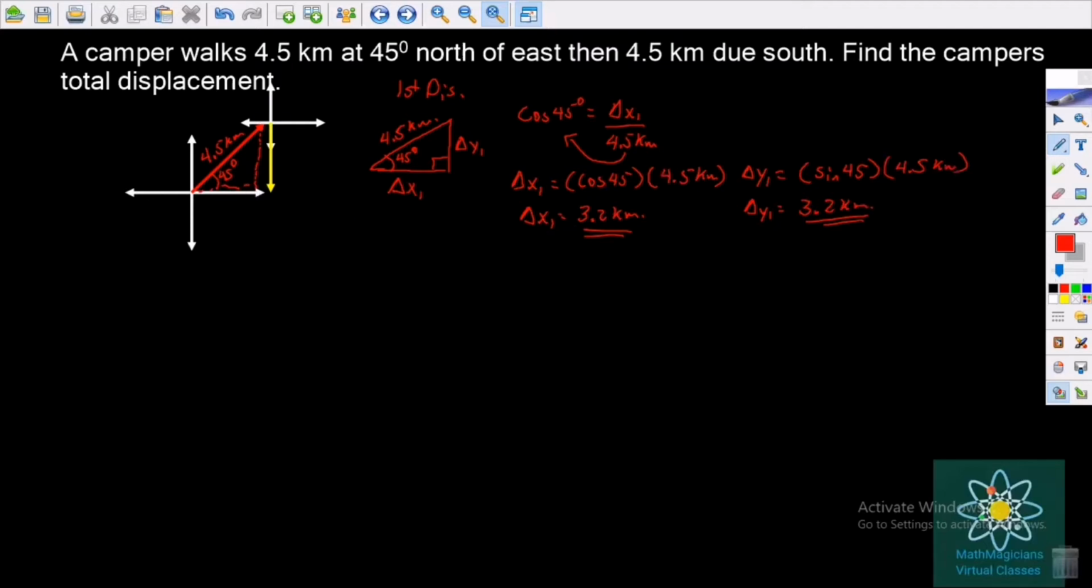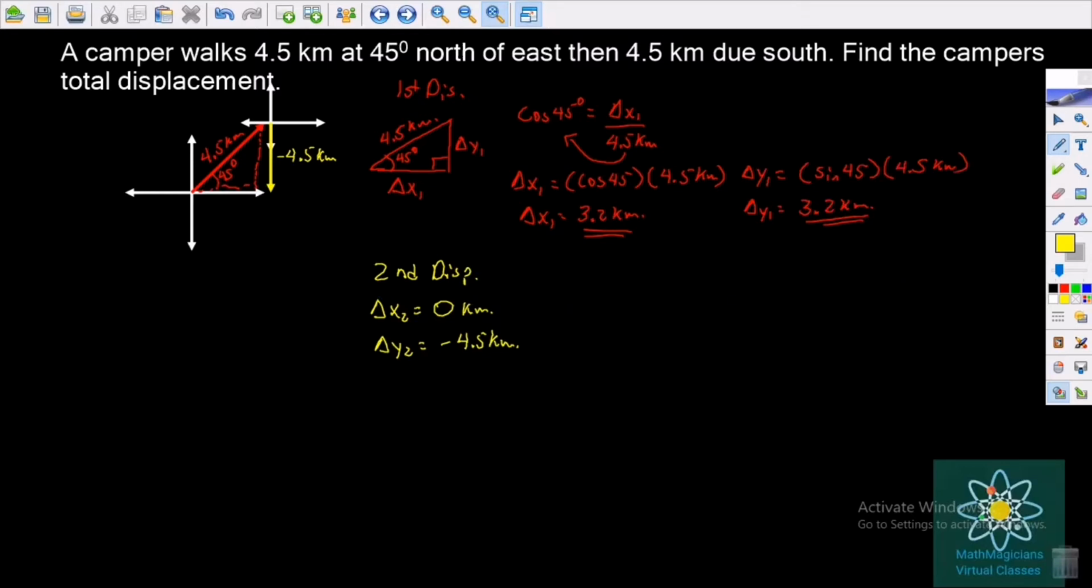Now we're going to find the second displacement components. For the second displacement, we have 4.5 kilometers, but it says that it's due south. Remember that south is negative. Since you don't have any movement in the horizontal or in X, that means that your delta x2 is actually 0 kilometers. And delta y2 is just what he traveled south. It would be negative 4.5 kilometers. Very similar to the exercise of the cat.